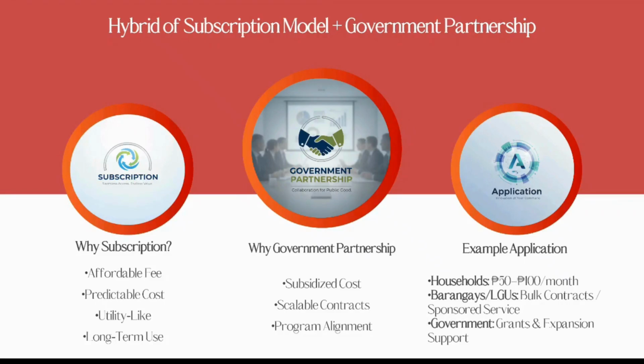For example, households can pay 50 to 100 per month for regular waste processing. Very affordable. Barangays and LGUs can also sign contracts or sponsored services to manage large waste volume. Meanwhile, the government can offer grants or support for expansion. Through this hybrid model, Segretech by Energy becomes both a public service and a sustainable business.